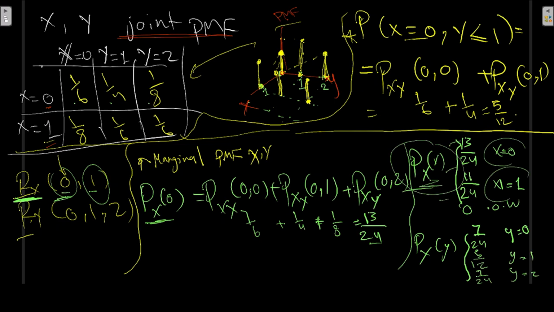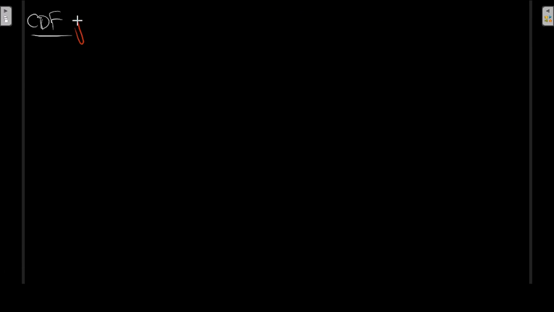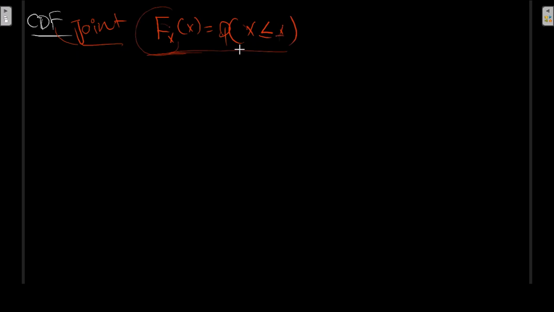I think it's time now to move to the second important part, which is the cumulative distribution function. We're going to call it the joint cumulative distribution function, which is equal to the probability of X being less than or equal to some value x. It's the same thing when we take the joint of x and y.